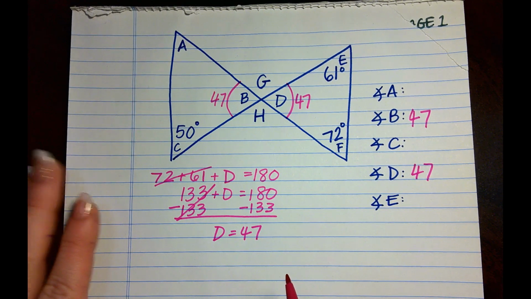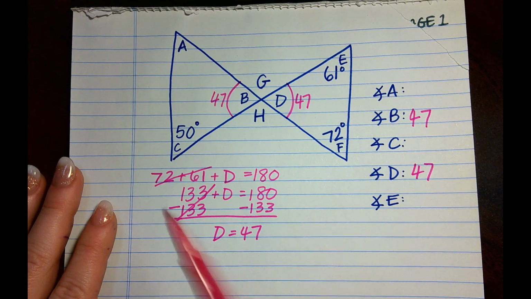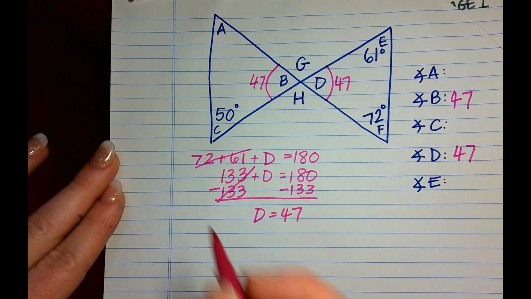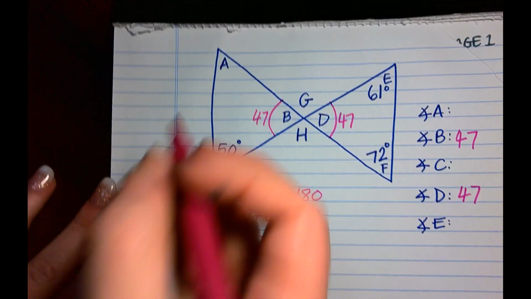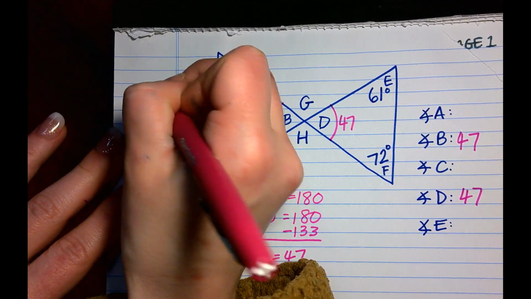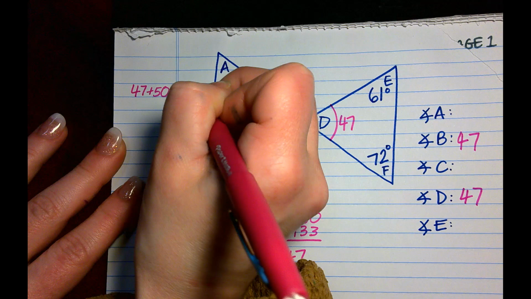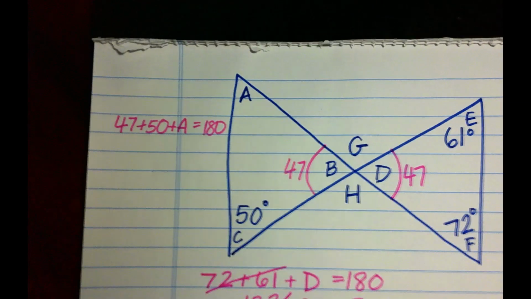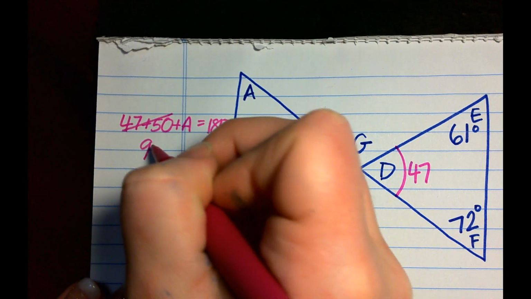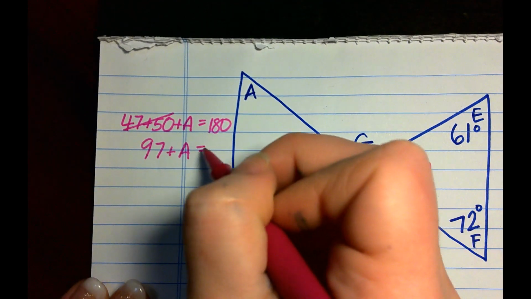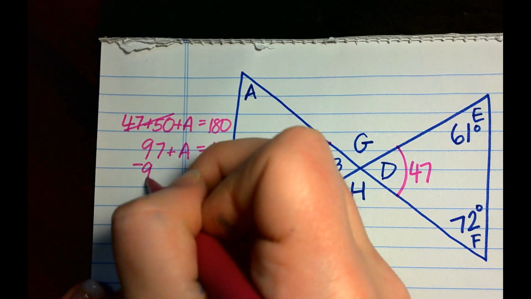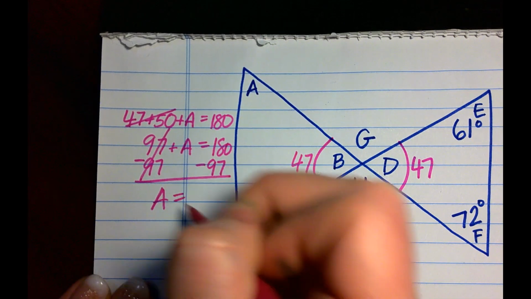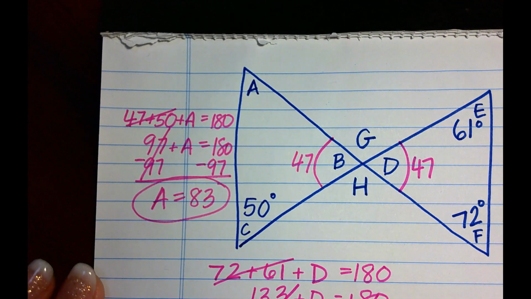How do we do that? 47 plus 50 plus A equals 180. Okay, let's do that. 47 plus 50 is 97. Good, that is 97 plus A equals 180. Minus 97, it's 83. Okay, so A equals 83. So we have A.